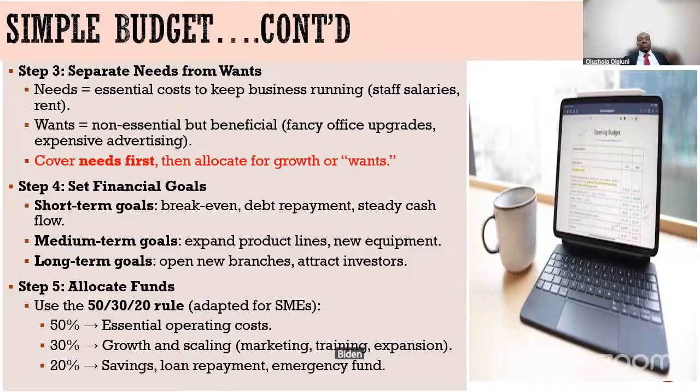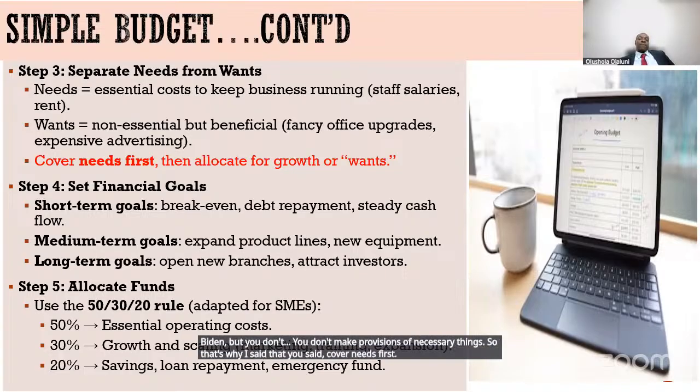But you don't make provisions for unnecessary things. So that's why I said cover needs first, then allocate for growth or wants.